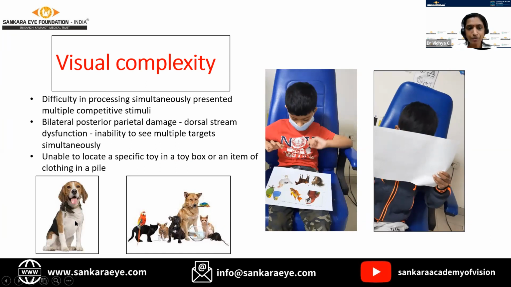Children with CVI will be better at viewing a single target when compared to a target with a complex background like this chart. Bilateral posterior parietal damage can lead to dorsal stream dysfunction, which will make them unable to see multiple targets simultaneously, which is also called simultanagnosia. They will have difficulty in locating a specific toy in a toy box or an item of clothing in a pile of clothes.